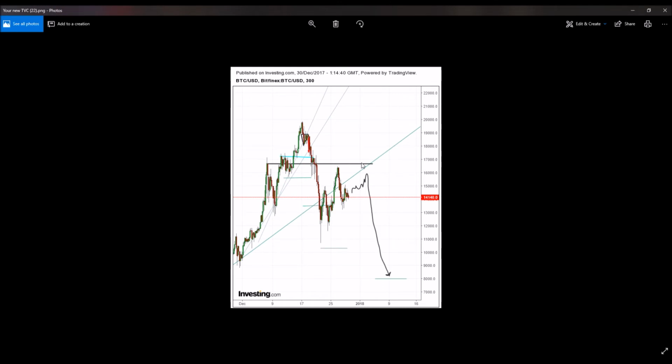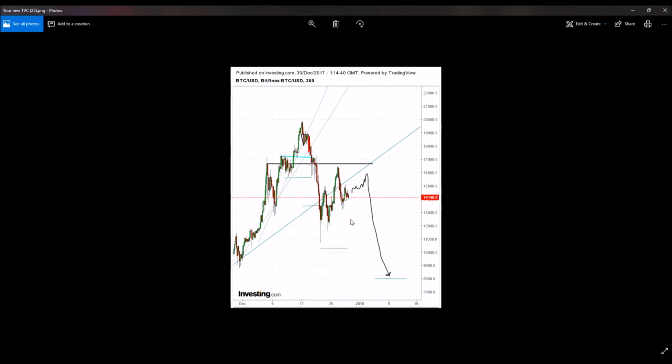I figured once we reached there and we showed rejection, it would be time to sell and it would more than likely fall to some previous zones that you can't see here. This is a zone that I was watching right in between two pivot points. This is a target I was looking for. And my last target being 8,000, that is where I anticipate it to fall before we start seeing some upward movement again, possibly. And so, again, this chart was posted December 30th.